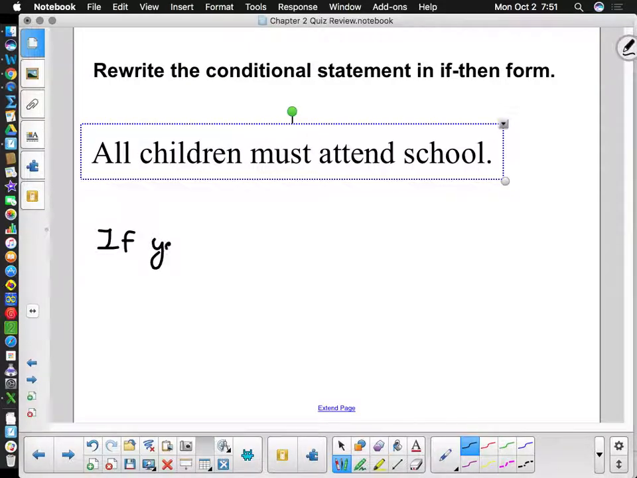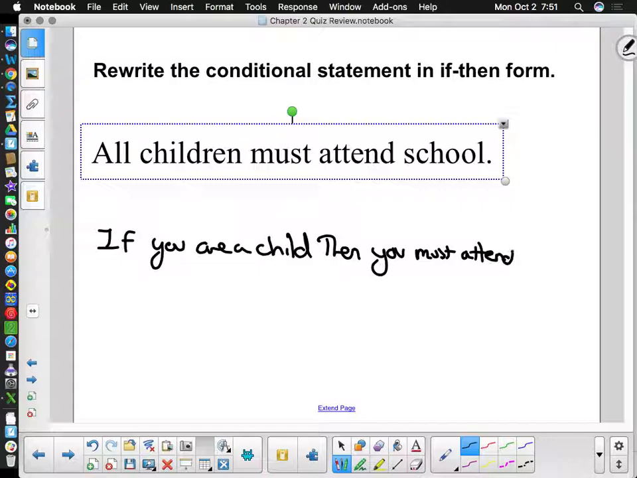If you are a child, then you must attend school. The biggest thing I can tell you is don't get lazy with these and try to cut words and phrases out so you don't have to write so much, because you'll change the meaning. Okay, you're going to have to write some sentences here. They're going to have to be sentences.